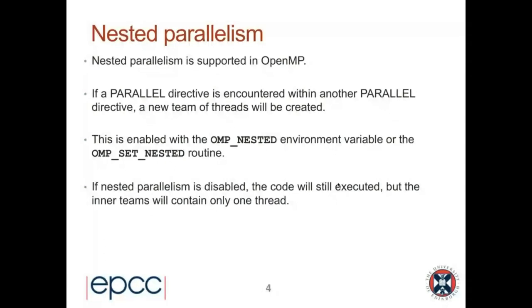So let's start thinking about nested parallelism. Multiple levels of parallelism are supported in OpenMP. What happens is if we're already executing inside a parallel region and a thread encounters another parallel directive, then another new team of threads will be created. This behavior is usually turned off by default. In most implementations, you need to turn that on either by setting the OMP nested environment variable or by calling the OMP set nested routine.